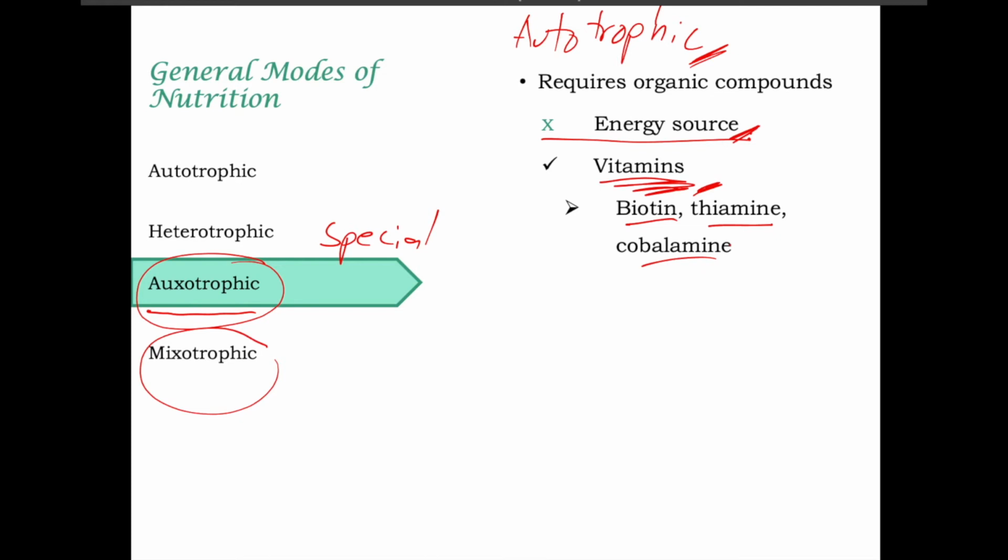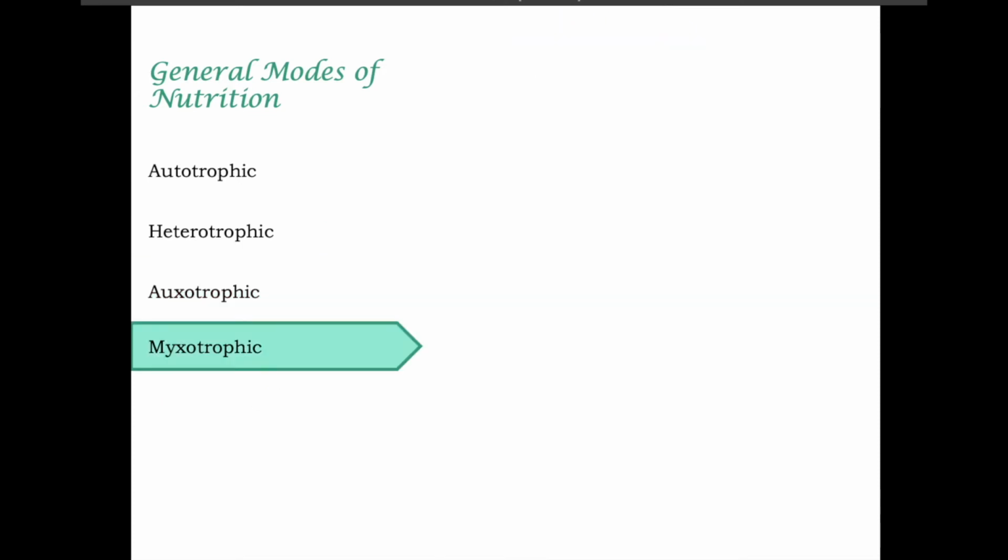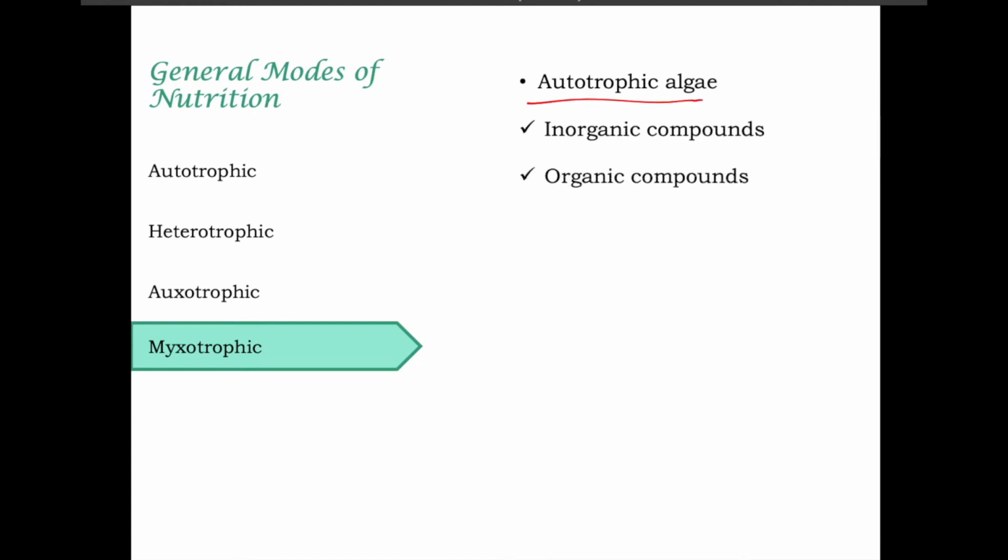Now, we also have your other type, your autotrophic mixotrophic algae. So these are also autotrophic algae, but they are facultative in nature. What do we mean by facultative?